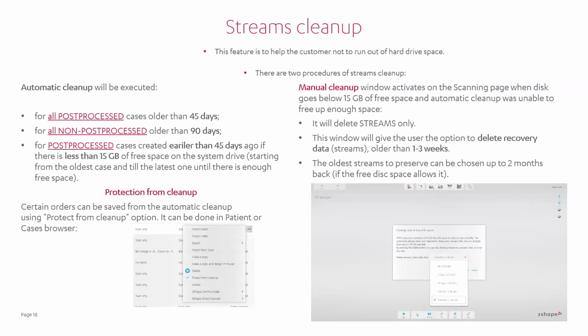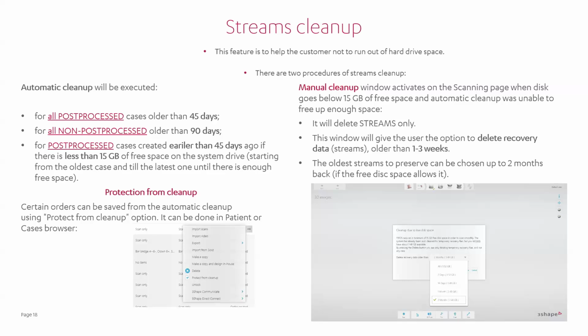You can see some information about streams cleanup. This feature is needed to help the customer not run out of hardware space. There are two procedures of stream cleanup. The first one is the automatic cleanup. It will be executed for all post-processed cases older than 45 days, and for all non-post-processed orders older than 90 days. For post-processed cases created less than 45 days ago, if there is less than 115 gigabytes of free space on the system, it goes from the oldest case to the latest one until there is enough free space.